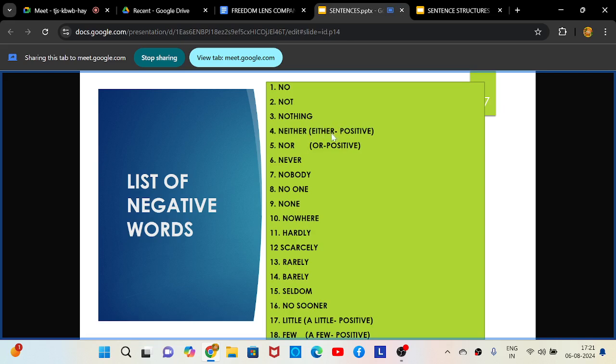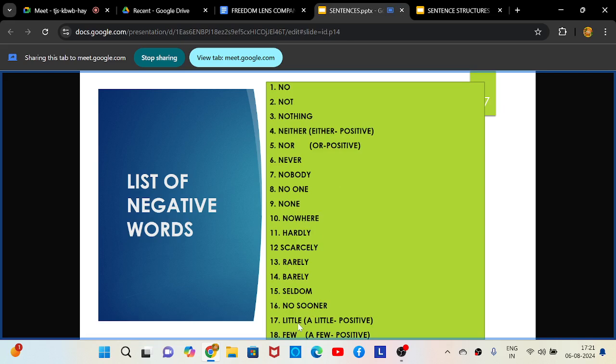Similarly, positive words are either and or. Neither nor are negative. There is a positive pair for that, that is either or. If I say either Anu or Manu can go to school, it means one of them, either Anu can go to school, or else Manu can go. Either or.